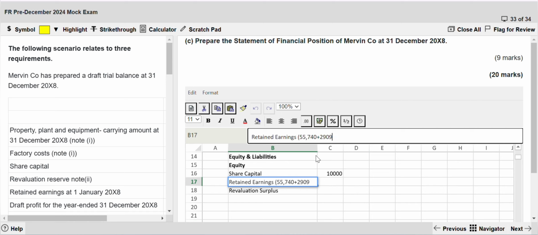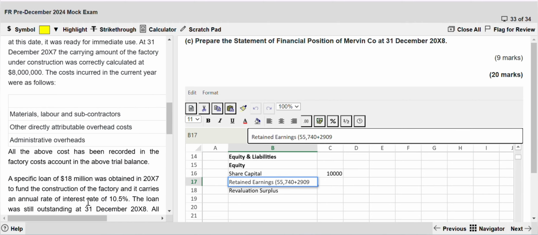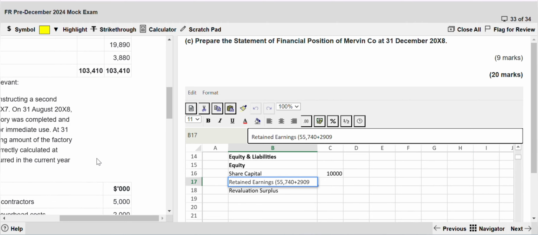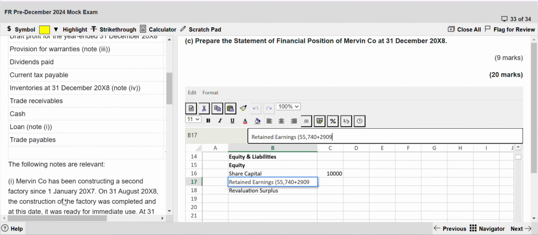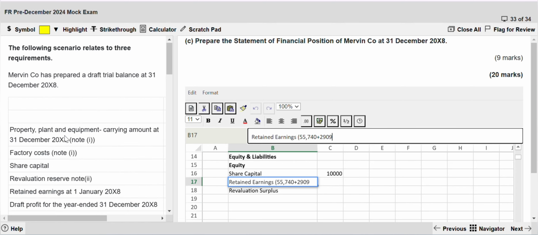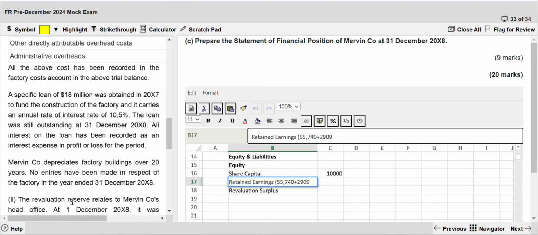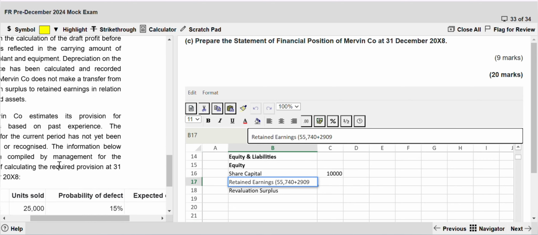Okay, then let's see if there is any dividends.